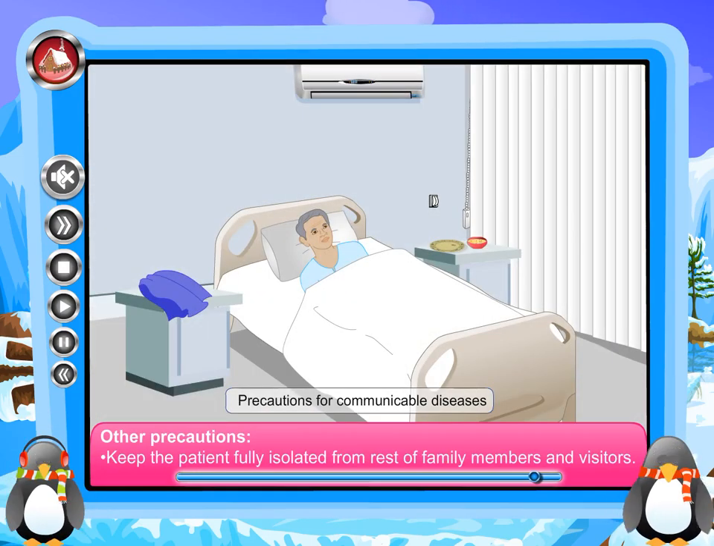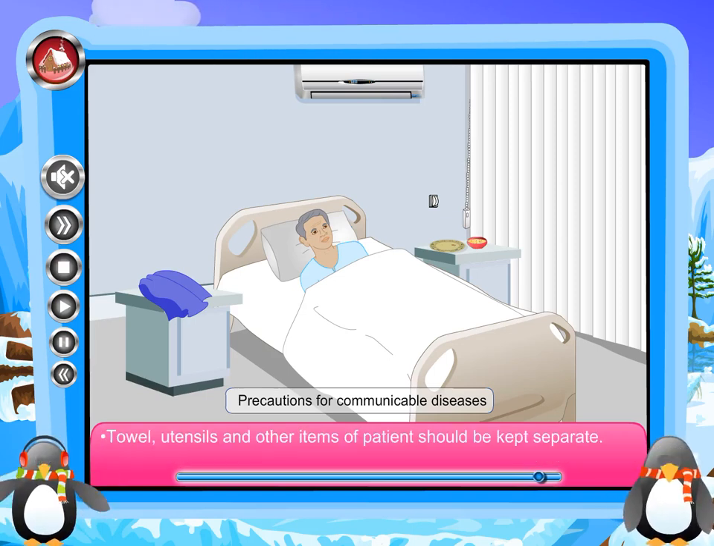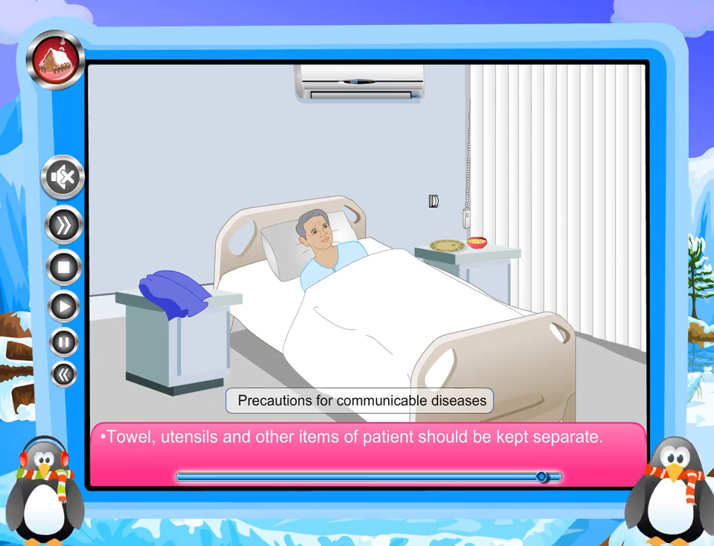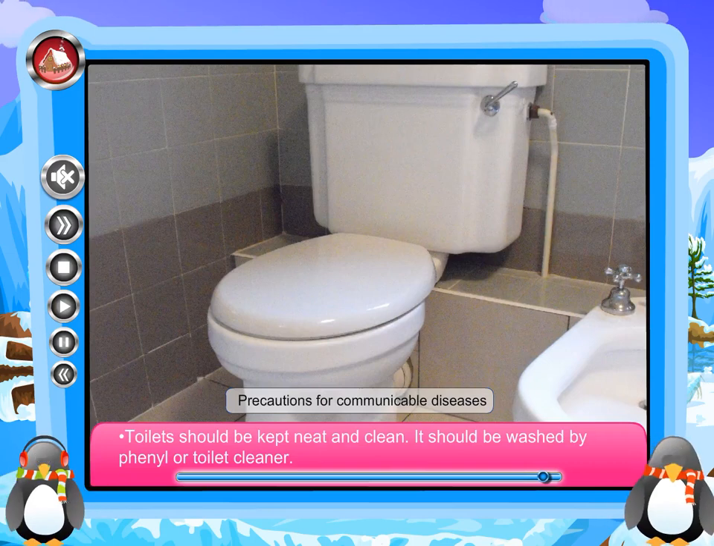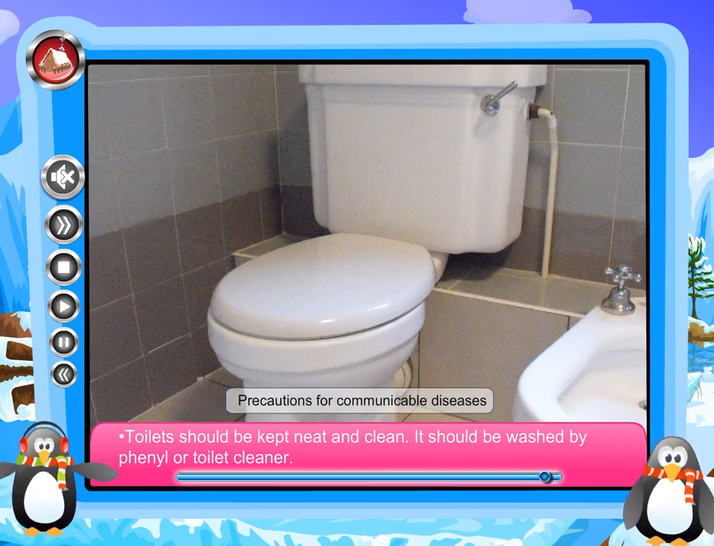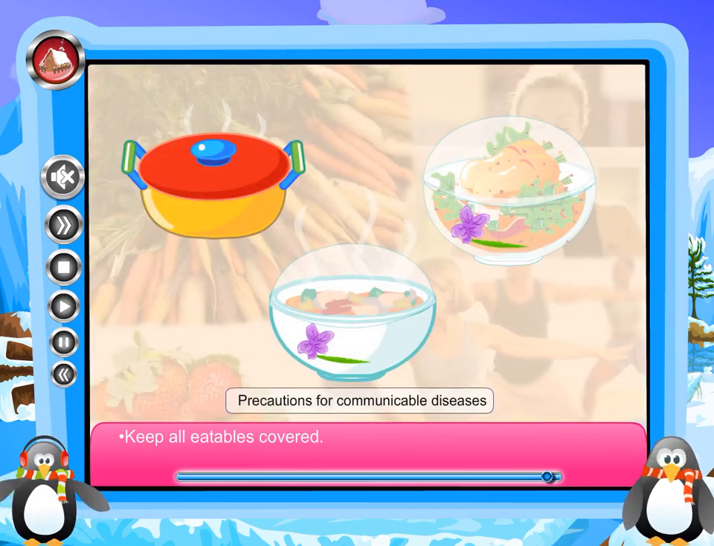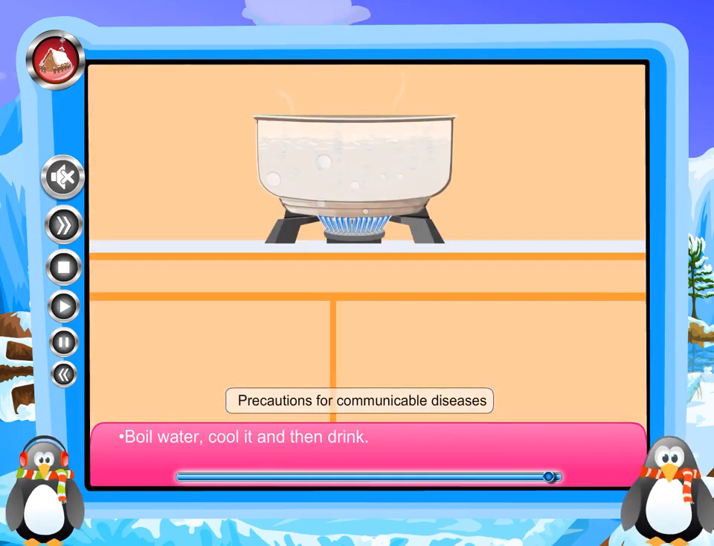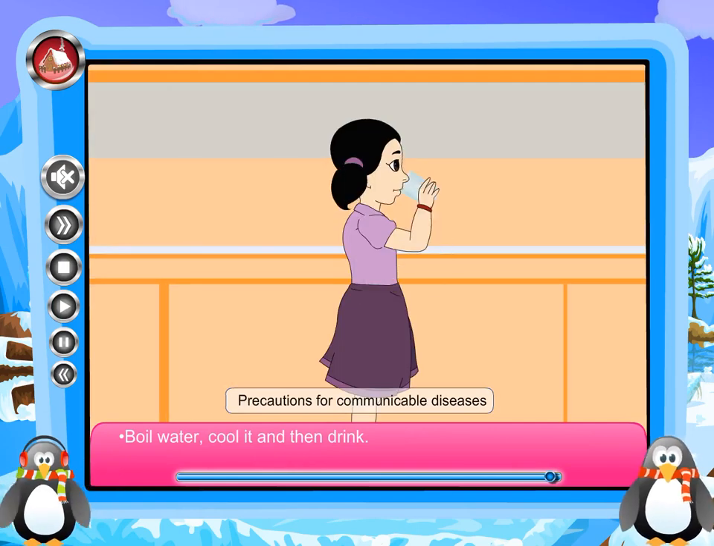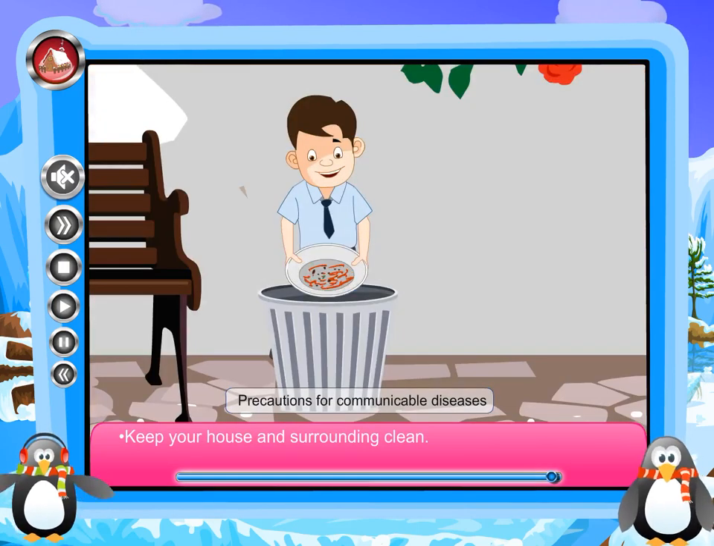Other precautions. Keep the patient fully isolated from the rest of the family members and visitors. Towel, utensils, and other items of the patient should be kept separate. Toilets should be kept neat and clean. They should be washed with phenyl or toilet cleaner. Keep all eatables covered. Boil water, cool it, and then drink. Keep your house and surroundings clean.